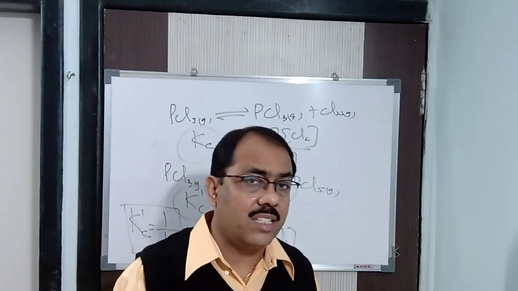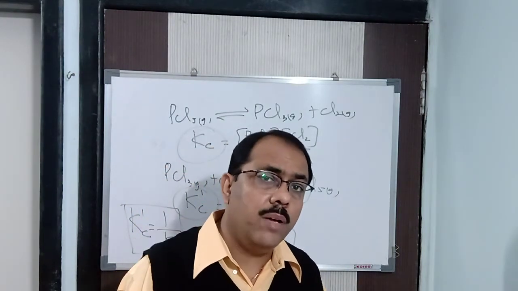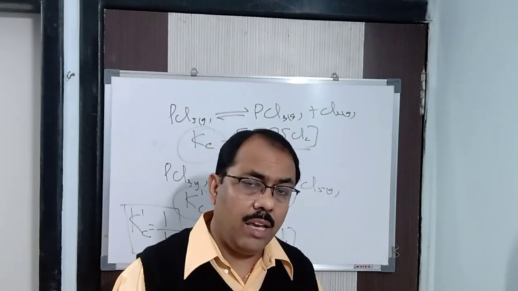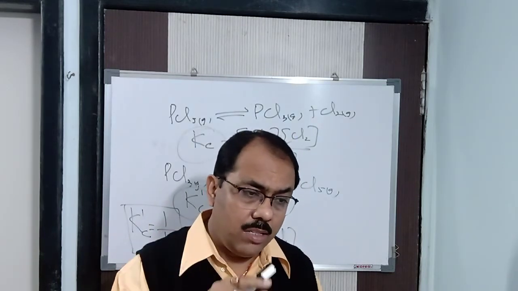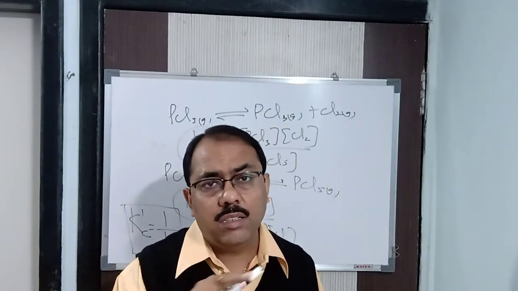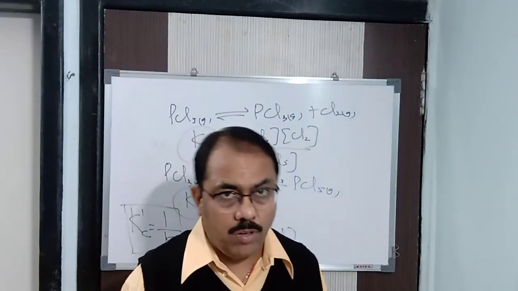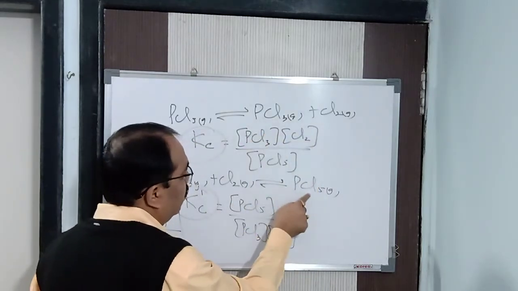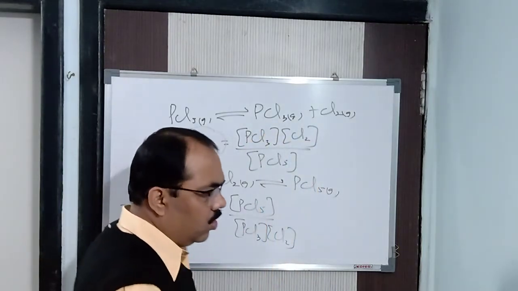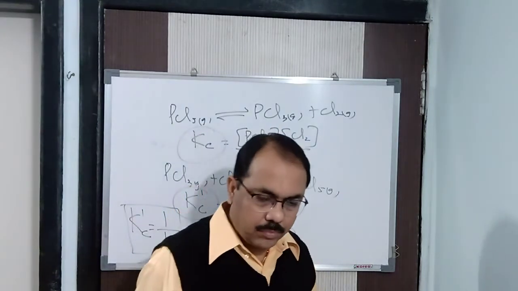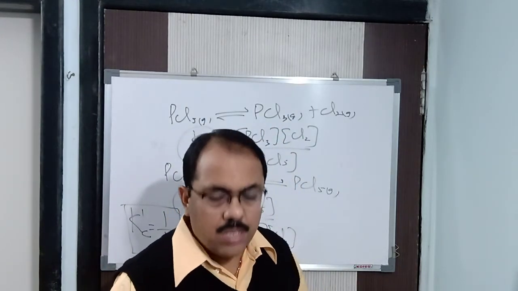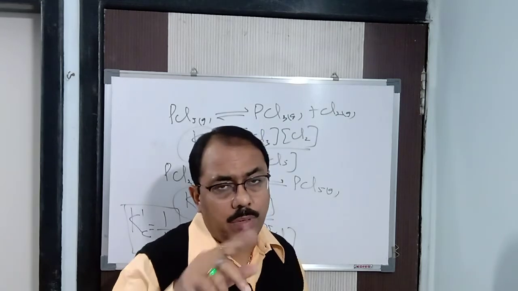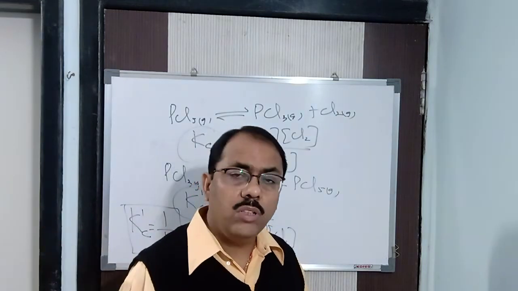Similarly, if two equilibrium reactions are added, one having equilibrium constant K1, the other having equilibrium constant K2, the new equilibrium constant K will be nothing but the product of the two equilibrium constants. Let us say this equation has equilibrium constant K1 and this equation has K2. When I add them, I will get a particular equation. That equation will have equilibrium constant, let us say K. K will be the product of K1 into K2.